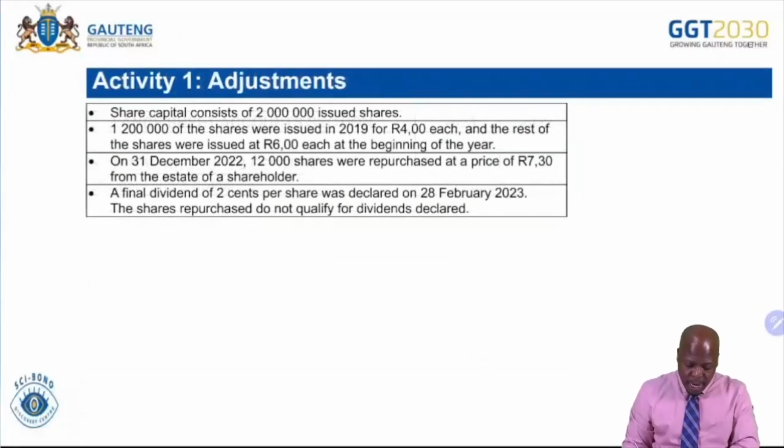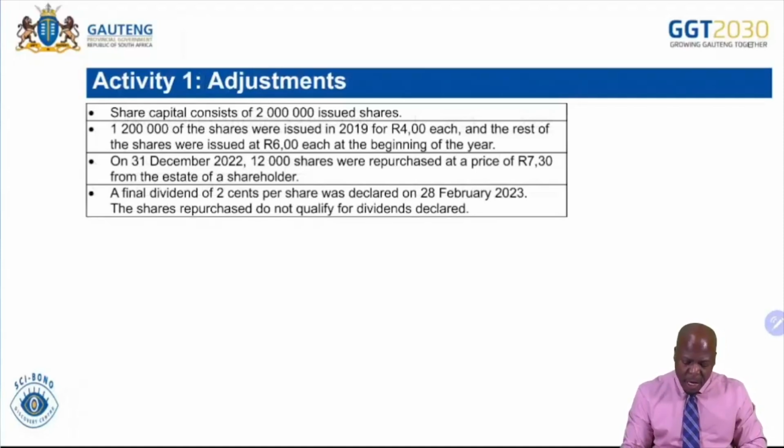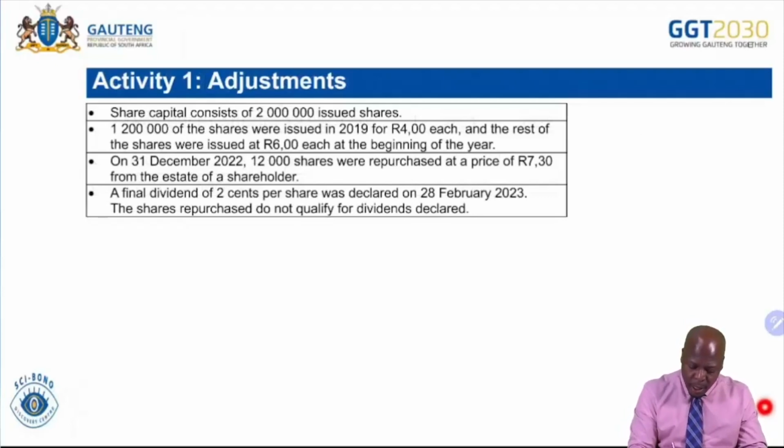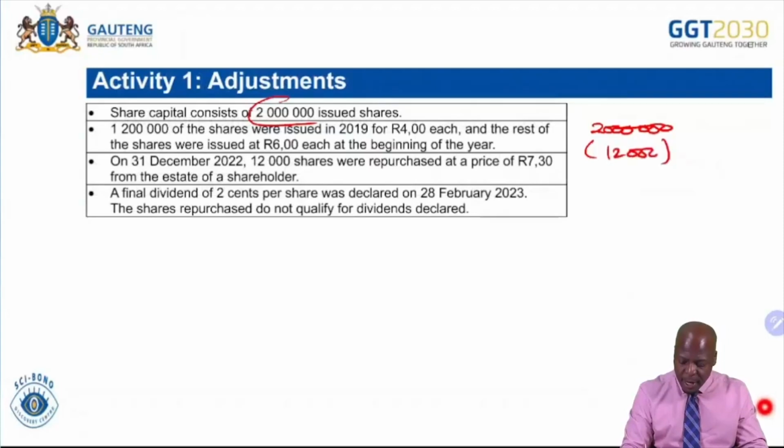And then the next one, we are now calculating the final dividend, that a final dividend of 2 cents per share was declared. Remember how many shares we had at the end, because we had 2 million in issue, whereby we had issued the 1.2 and the 800, but we ended up repurchasing how many? 12,000. That means at the end of the financial year, we now had 1,988,000. Let's see what they say.